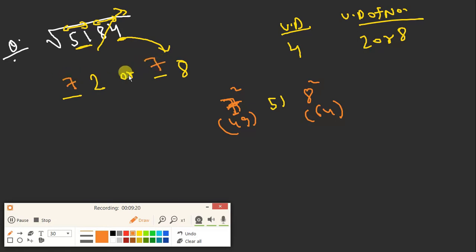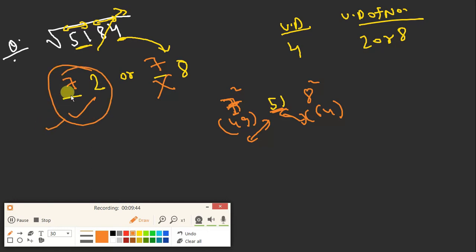Okay, see, now you have to choose the answer. So see, what you will do, this 51 is closer to what? Is it nearer to 49 or nearer to 64? If this 51 was nearer to 49, then the answer would be the lesser number. If this 51 is nearer to 64, then the answer would be the greater number. So here we are clearly able to see that it is nearer to 49. So the answer would be this and not this. So in this way, we are able to solve the square root.